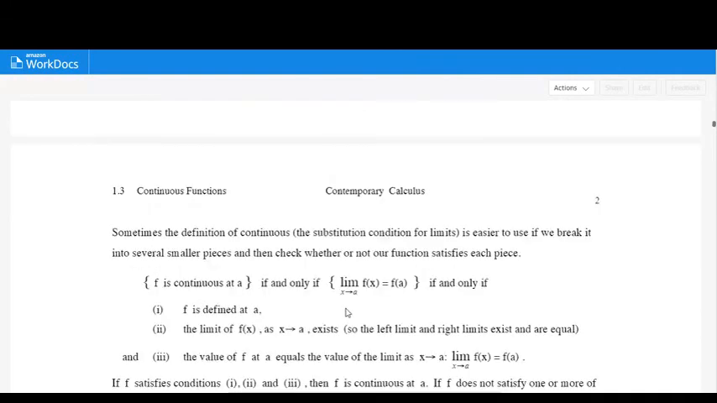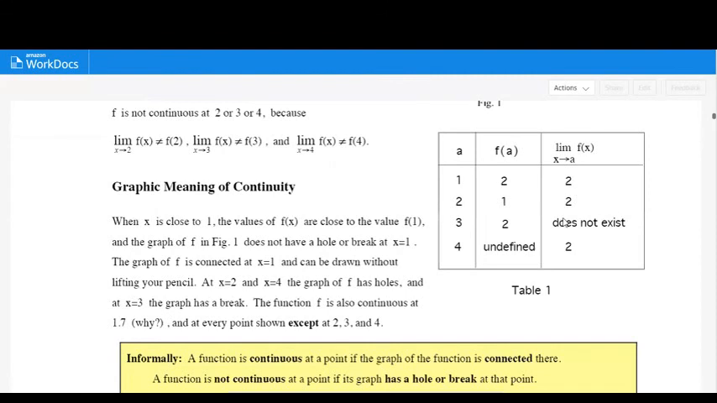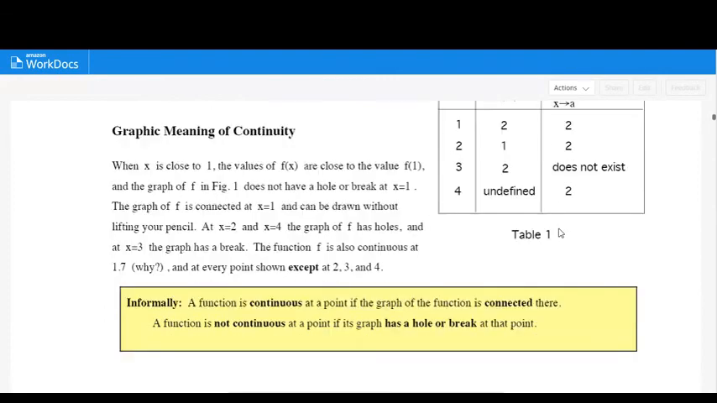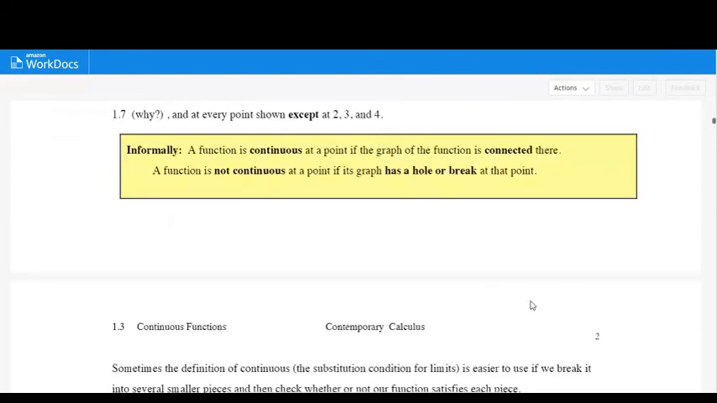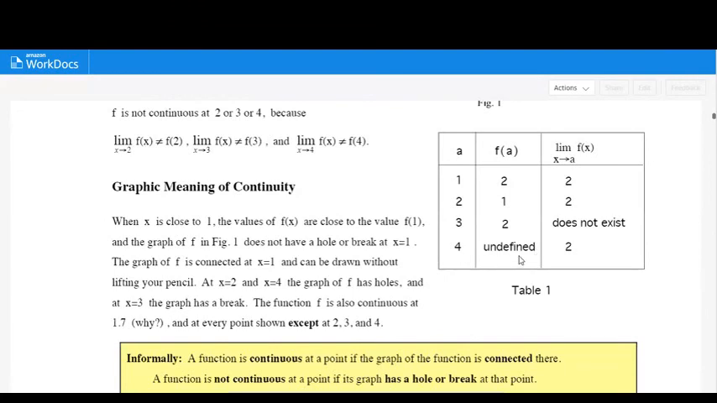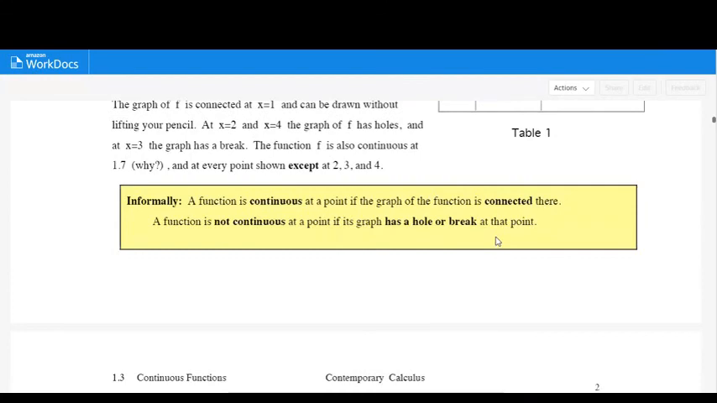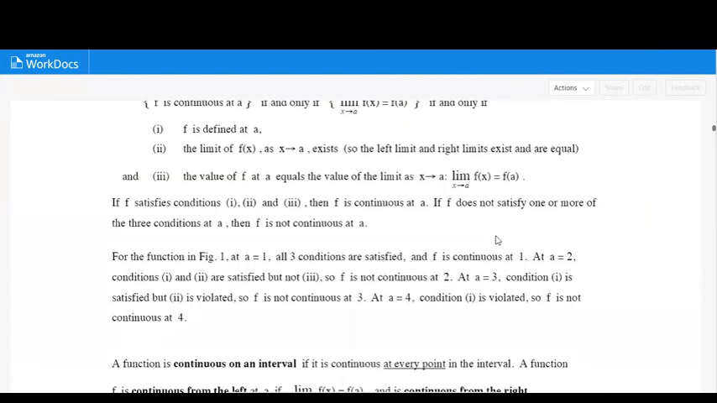Okay, balik tayo dito sa table. Okay, so violated yung dito kasi hindi siya nag-exist. So the second condition is violated. Hindi nag-exist ang kanyang limit. Okay, so if a equals to 4 naman, condition 1 is violated since undefined yung f of a. So kumbaga, kung nakita mo na agad na sa first condition pa lang hindi na satisfy, then you can say directly that the function is not continuous.